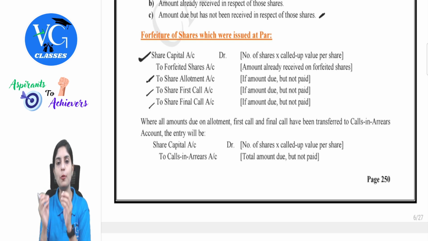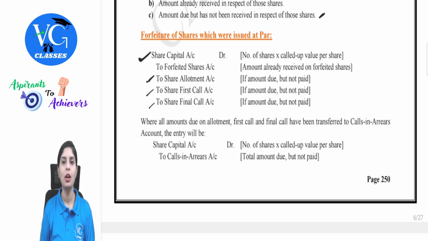Again, it was not received. So the company is opting for cancellation, forfeiture. So earlier you had made it due. So now there is no point of still showing it as due. So we will cancel it. So the entry will be reversed. Therefore, we are crediting share allotment and share calls.